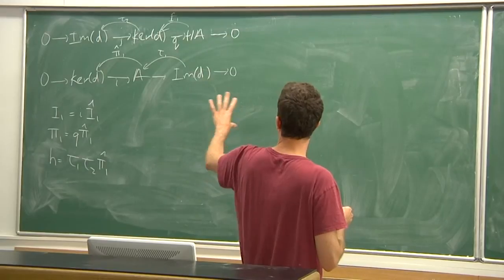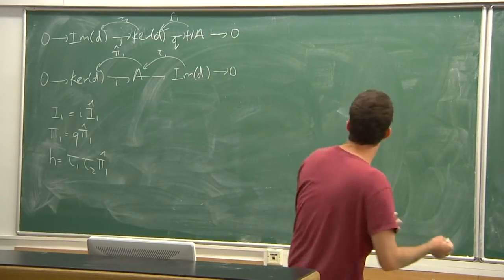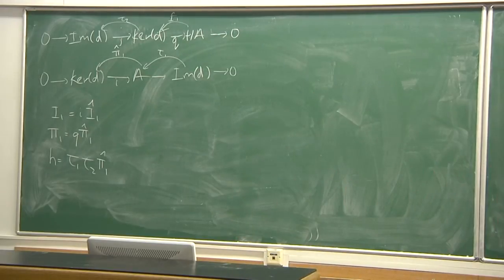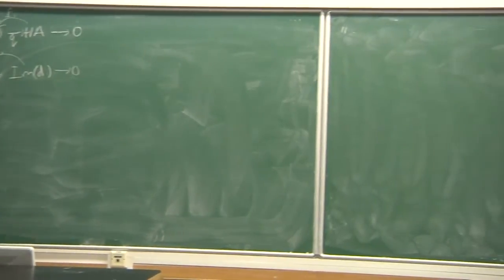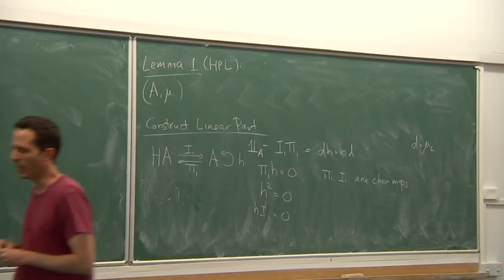Maybe I should have said that pi 1 and I 1 are also chain maps. This is also something you need to check. I didn't state it as part of the definition, but maybe I should. So pi 1, I 1 are chain maps, where on HA we take the trivial differential. Okay. Yes.